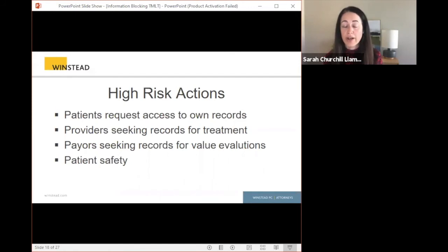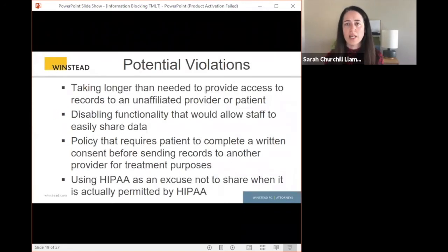Payers seeking records for value evaluations, so not just audits of a particular service, but larger scale value or quality evaluations, and then anything having to do with patient safety. These are the high-risk things you want to be on the lookout for, because I think the ONC would see these violations as being exactly what they're trying to stop. So you definitely don't want to be involved in that.